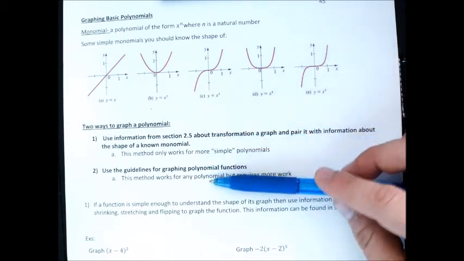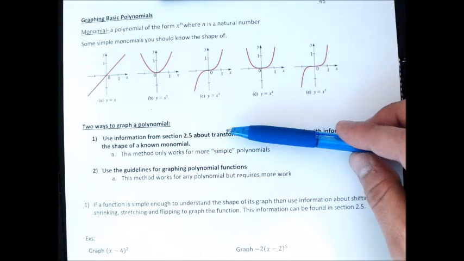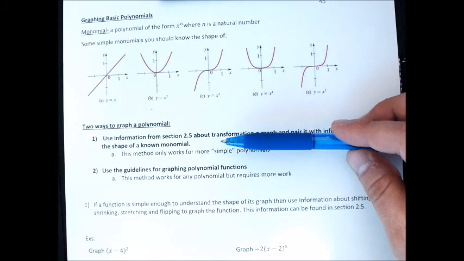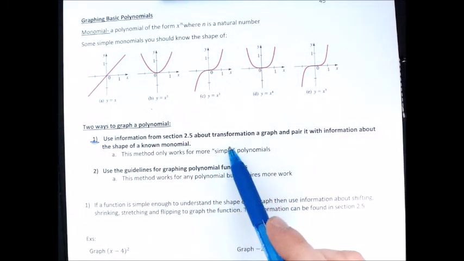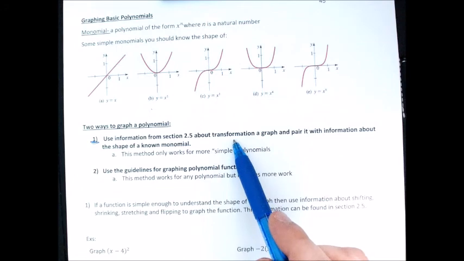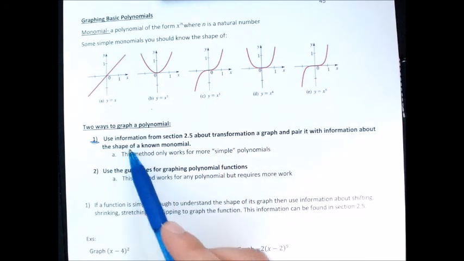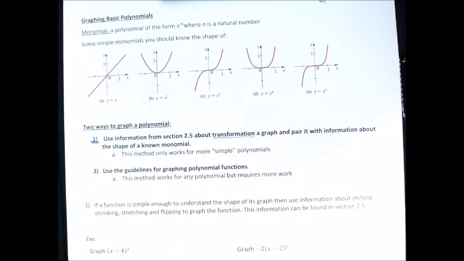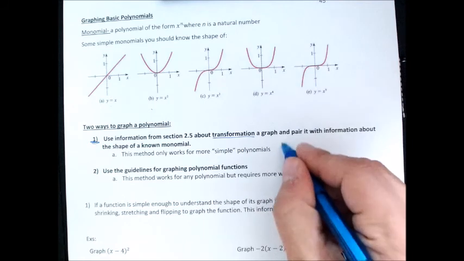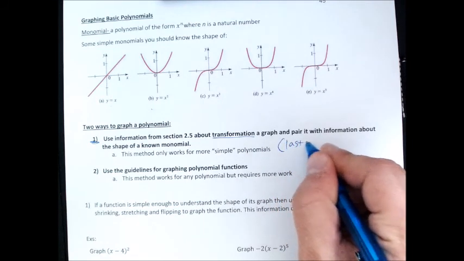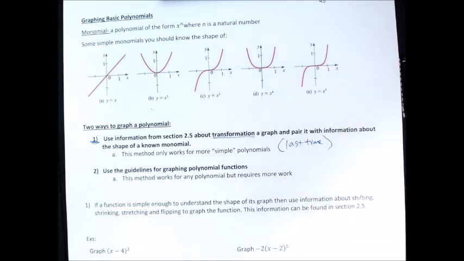But when we go to graph these things, there's two different ways we're going to do it. Number one, you can use things from the last section about transformations. If it's a simple enough monomial, we can just use a transformation and do what we did in the last section. This method is what we did last time and the time before it. So we'll practice doing that real quick.